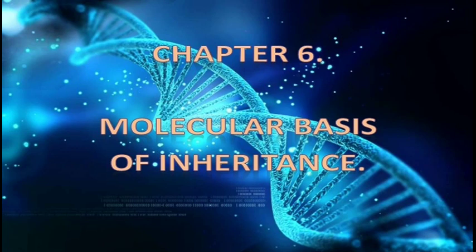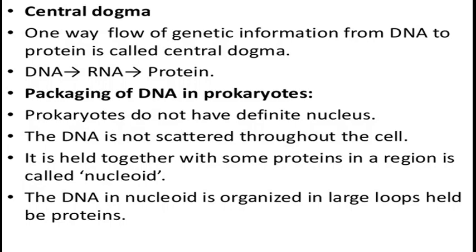As we are learning about the molecular basis of inheritance, in our previous lecture we learned about the structure of DNA, and today we are going to learn about the central dogma. The one-way flow of genetic information from DNA to protein is called the central dogma. It means the information passes from DNA to RNA and from RNA to protein.